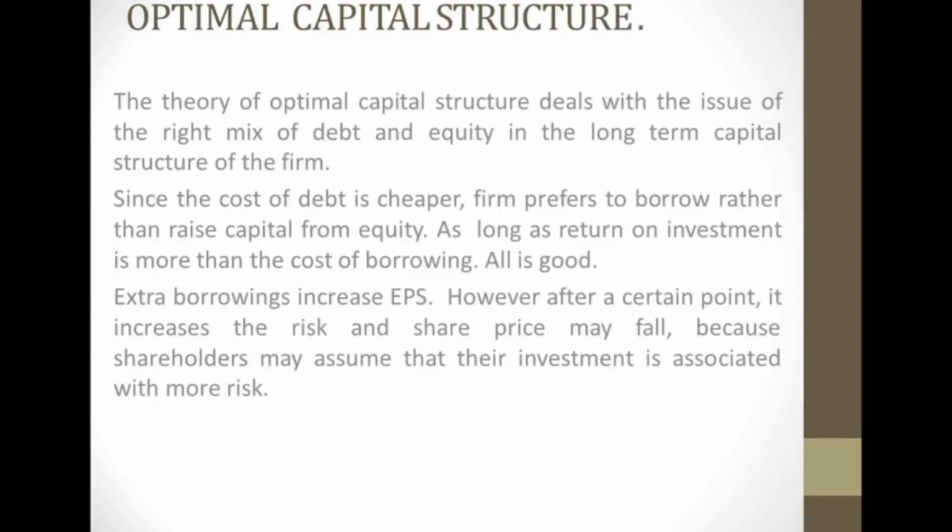Initially everything is fine, but if the company keeps on increasing the debt, then everything will collapse. So that is the theory of optimal capital structure. It states that up to a certain point, everything is perfect, everyone is happy, the debt holders are happy, the equity shareholders are happy. But after a certain period of time, the equity shareholders will show resistance because they will feel they are taking on more risk as the debt increases. So that is the scenario with respect to optimal capital structure.